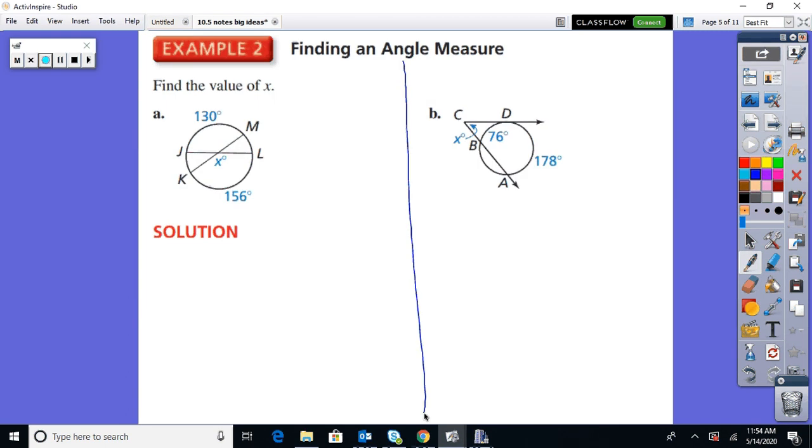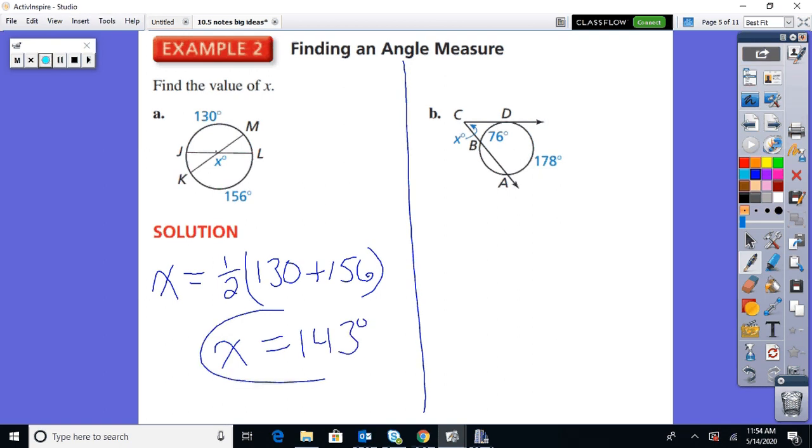I got 99 problems, but this section ain't one. So where is my angle? It's inside the circle, so that tells me x is going to equal half of the two arcs added together. For example 2, I just take 130 and 156, add it up, divide by 2, and x is 143.